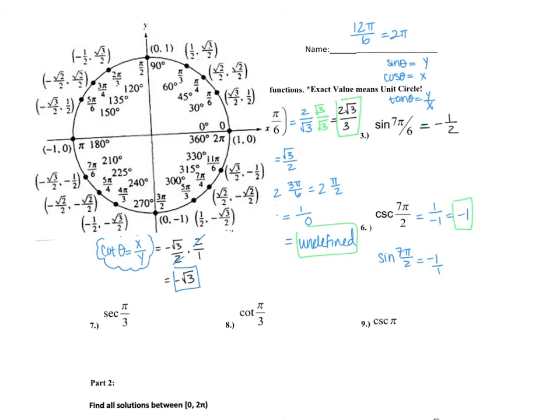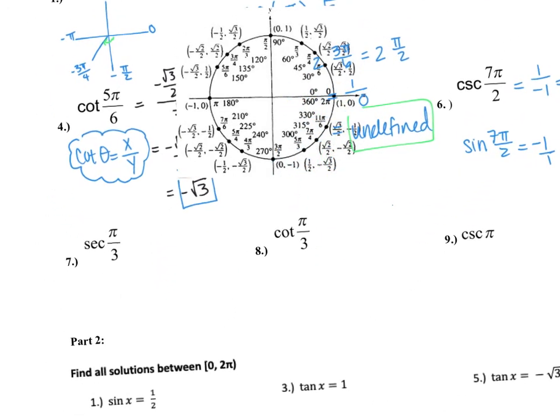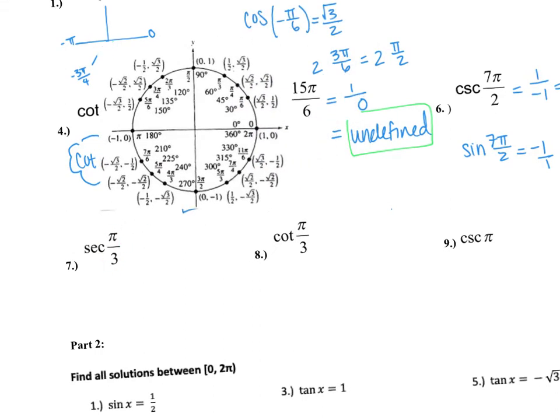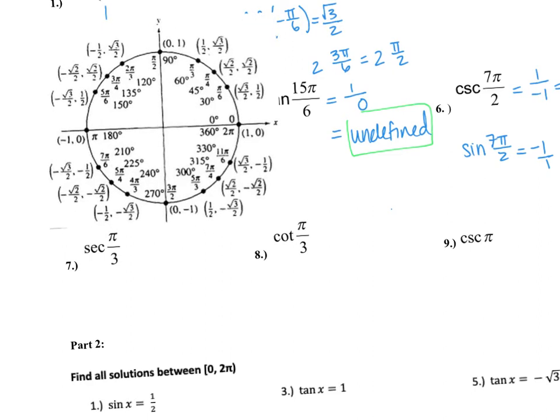All right, we still have a few more to go. So let's take a look at the secant value here at pi over 3. Like I said before, secant is the reciprocal of cosine. So cosine at pi over 3, if we look at the unit circle, pi over 3 is right here. Cosine is 1/2, so secant would have to be the reciprocal, 2 over 1, which is also just 2. So my secant value at pi over 3 is just 2.